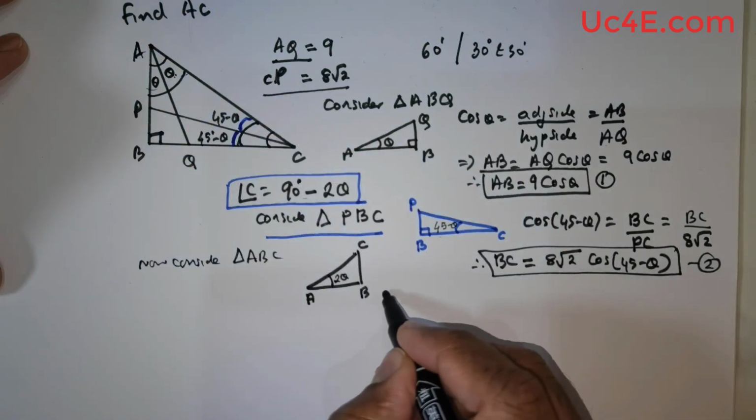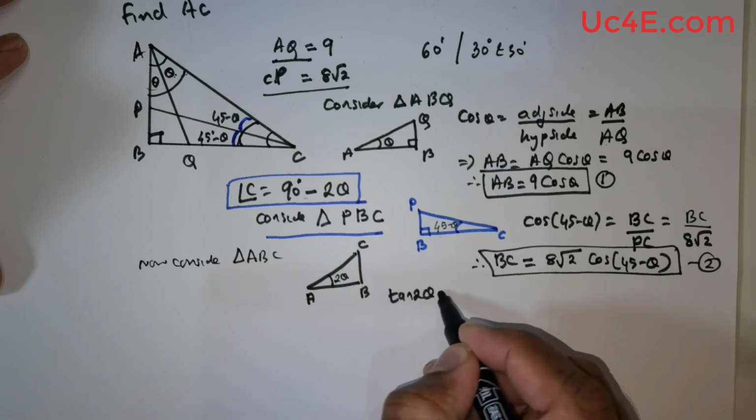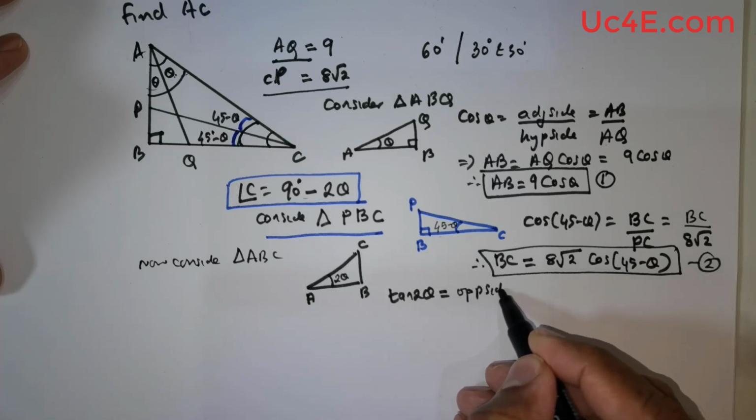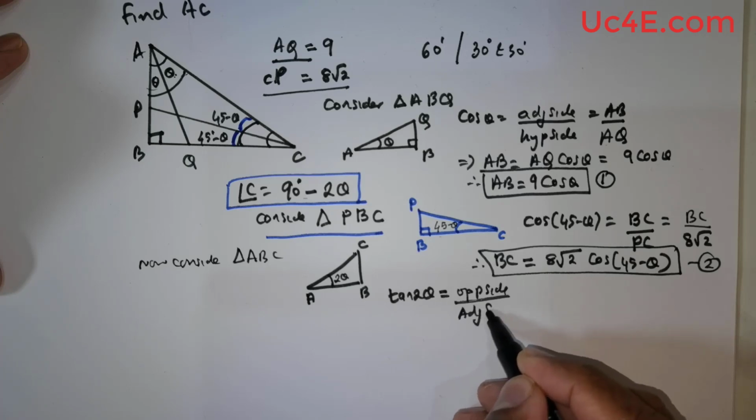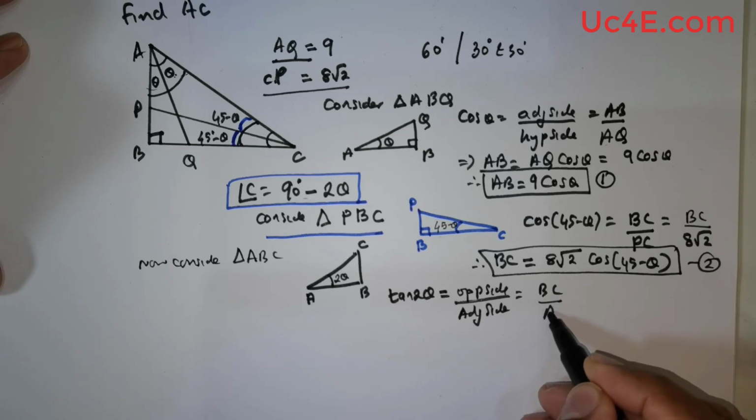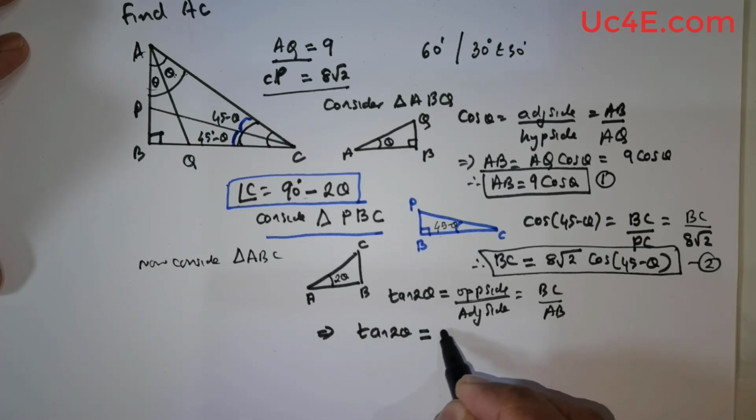Now let me take the trigonometric ratio involving tan. So tan of 2 theta is going to be equal to opposite side divided by adjacent side. What is my opposite side? BC. What is my adjacent side? AB. So you got BC over AB is equal to tan 2 theta. So that looks nice. I can rewrite this as tan 2 theta is equal to BC over AB.